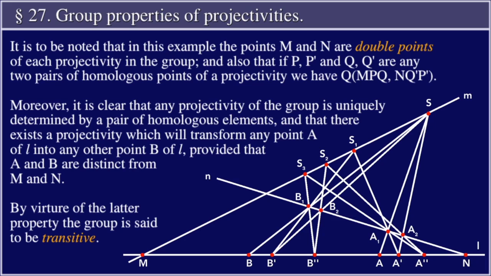Moreover, it is clear that any projectivity of the group is uniquely determined by a pair of homologous elements, and that there exists a projectivity which will transform any point A of L into any other point B of L, provided only that A and B are distinct from M and N. By virtue of the latter property, the group is said to be transitive.